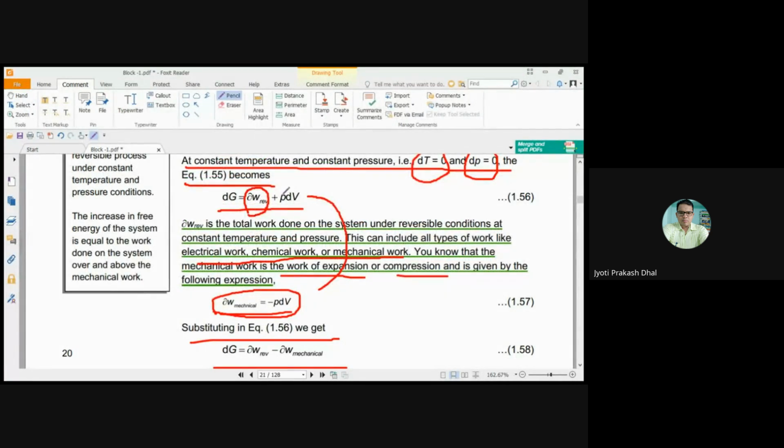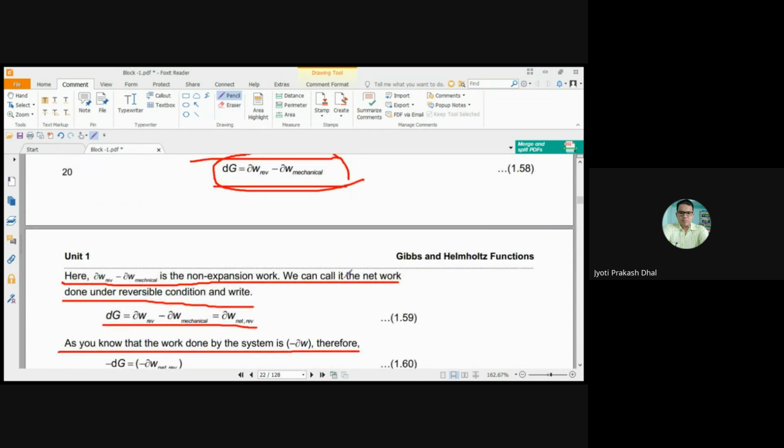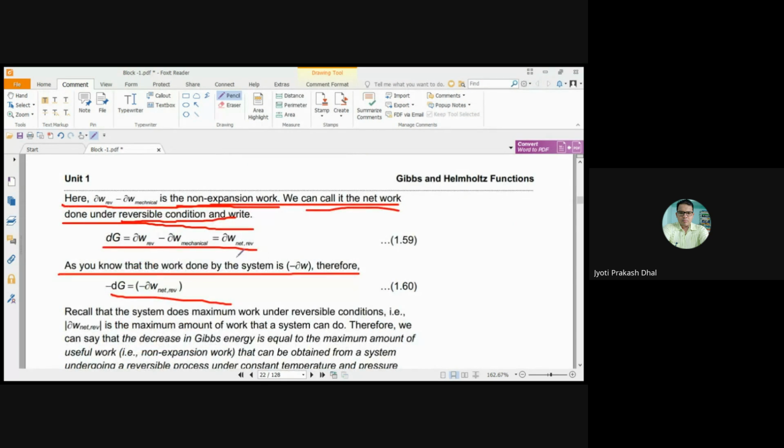So in place of plus PdV we can write minus δW mechanical, and hence the equation will become dG equals δW reversible minus δW mechanical, that is 1.58. Here δW reversible minus δW mechanical is a non-expansion work, and we call it the net work done under reversible condition. So why is that called non-expansion work?